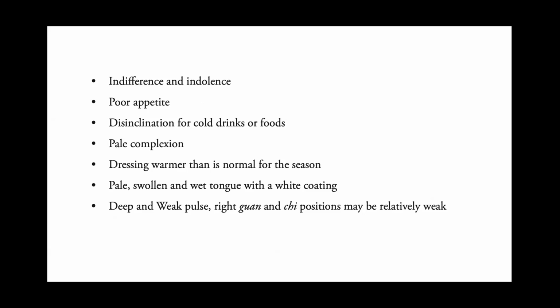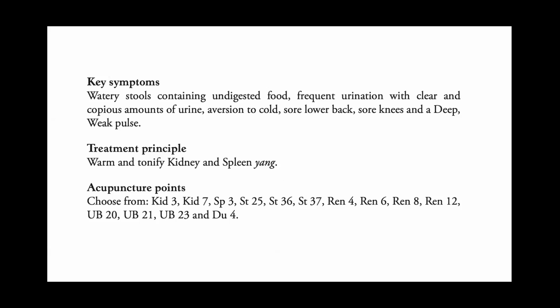indifference and indolence, poor appetite, disinclination for cold drinks or food, pale complexion, dressing warmer than is normal for the season, pale, swollen, and wet tongue with a white coating, deep and weak pulse in the right one, and chi positions may be relatively weak. The key symptoms here are watery stools containing undigested food, frequent urination with clear and copious amounts of urine, aversion to cold, sore lower back, sore knees, and a deep, weak pulse.